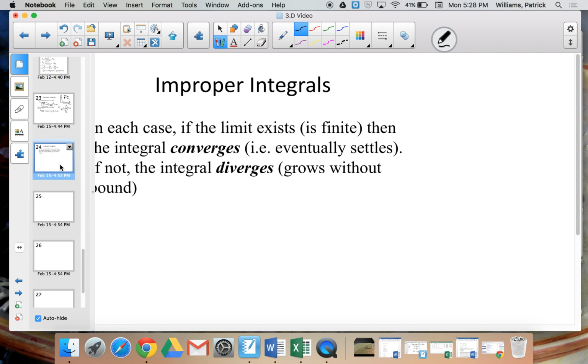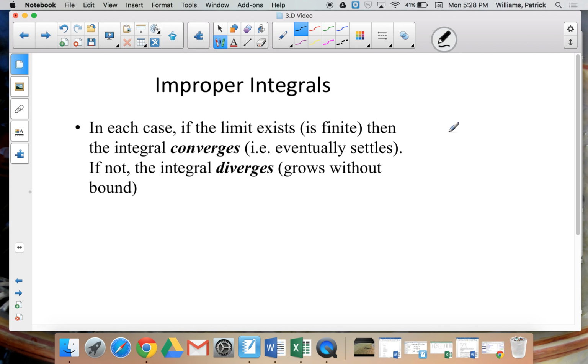And so again, going over these terms, because these terms are going to be important, if that limit exists when we evaluate the improper integral, that means that the area under the curve in that domain is finite, and we say that that integral converges, meaning the area eventually settles on some number.